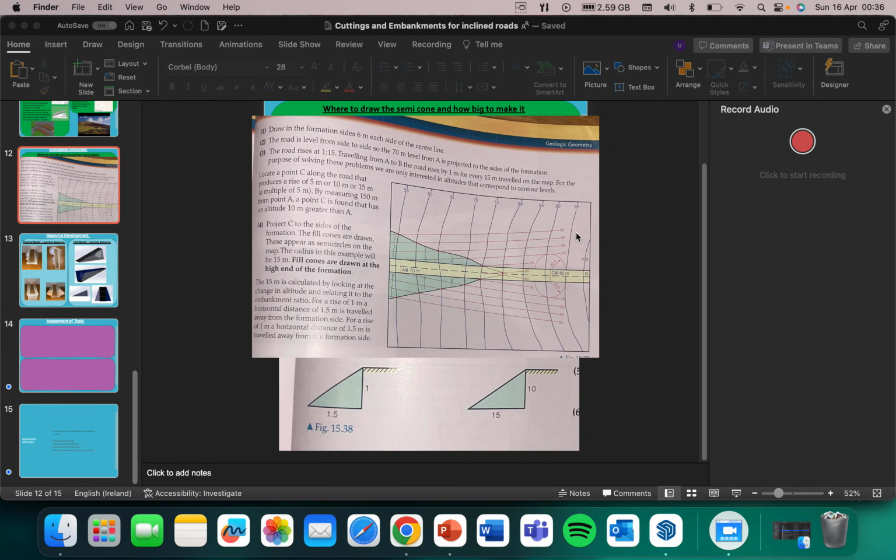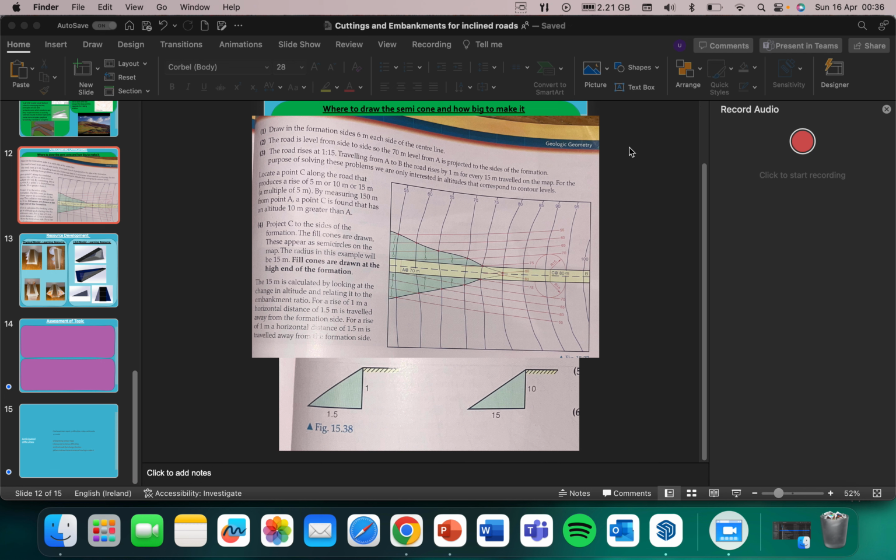So this is a quick video on one of the anticipated difficulties that students may have with the topic of cutting in embankments of inclined planes, and more specifically we're going to focus on the principle of where to draw the semicone and how big to make it. So the example we're going to look at here is from the book, and it's the first example that the book goes through.